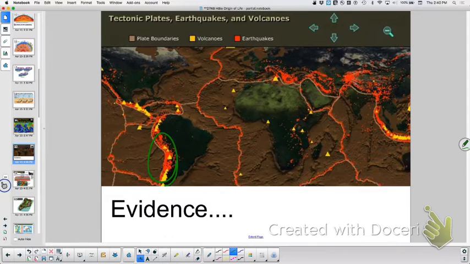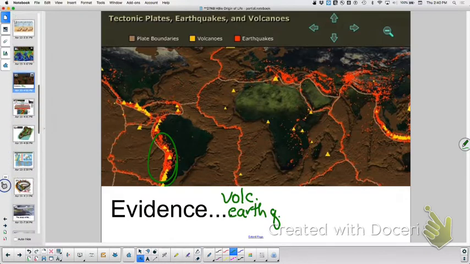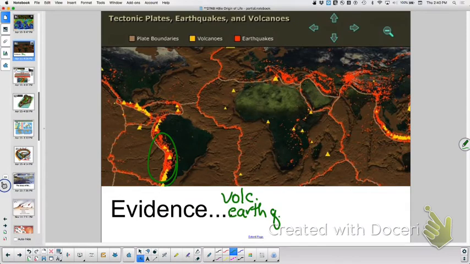Volcanoes and earthquakes are evidence. Yeah, so volcanoes and earthquakes. And then do you remember some other pieces of evidence we looked at? Fossils. Okay, so that was saying when the plates were together, the continental plates came together, what was that supercontinent called? Pangea. And when you had Pangea, I'll jump ahead, I need to go back to that.